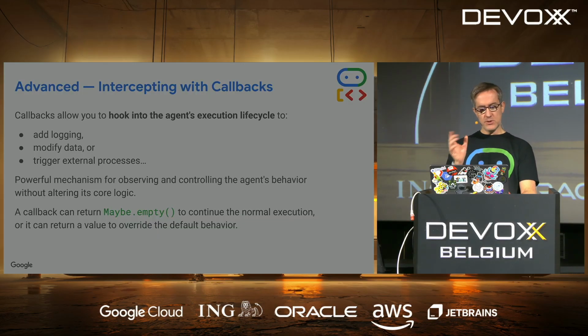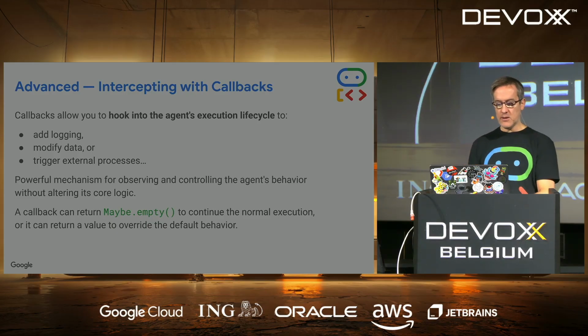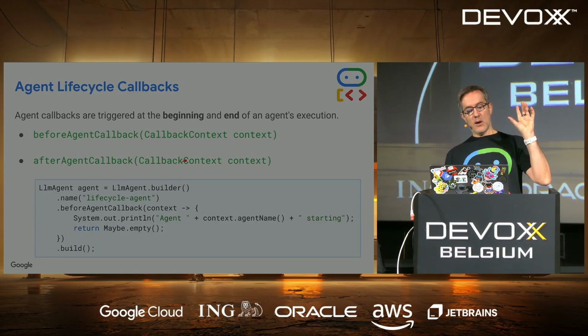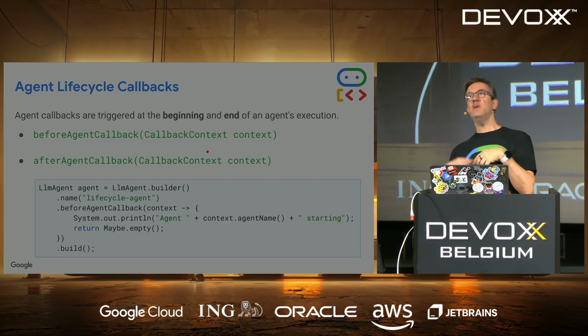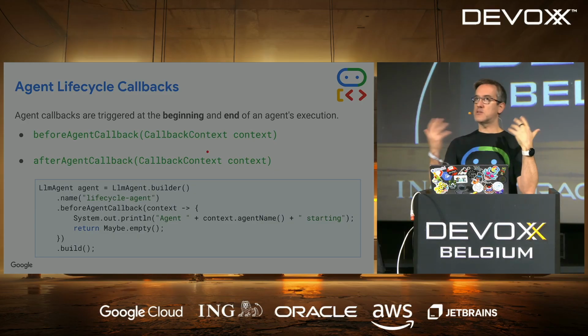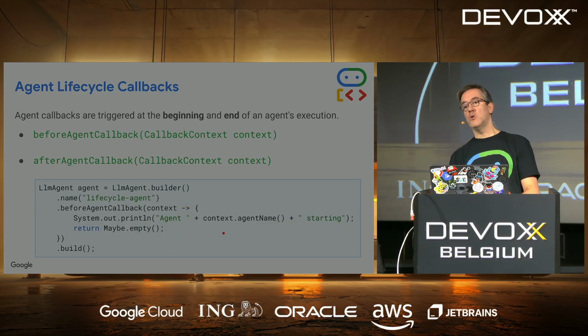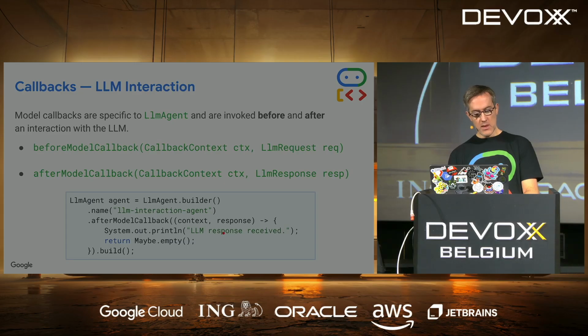Callbacks. So you saw a few callbacks already, for example, in the Nano Banana example. There are actually different callbacks. The before agent callback, so before the agent starts the conversation, and after the interaction with the agent. So you add this before agent lambda expression, and you can log stuff, for example, that the agent has started.